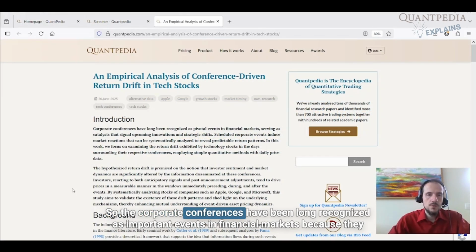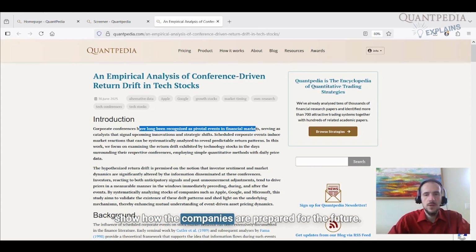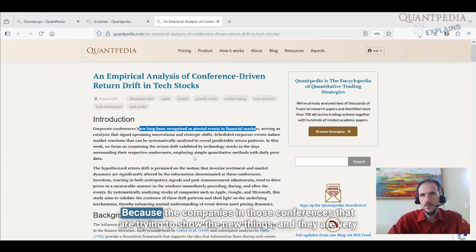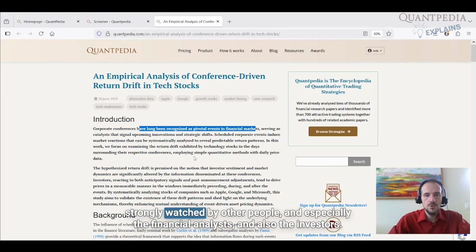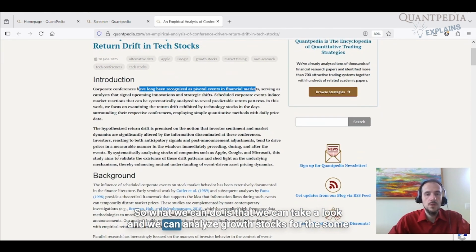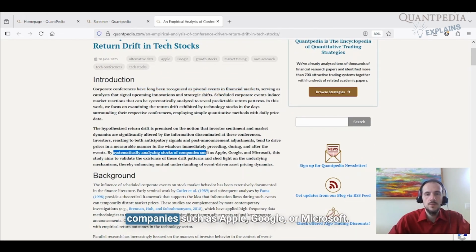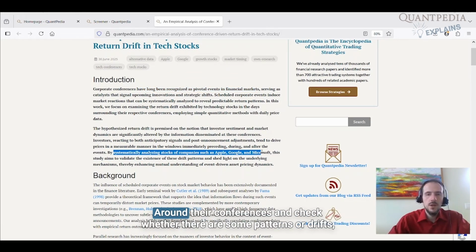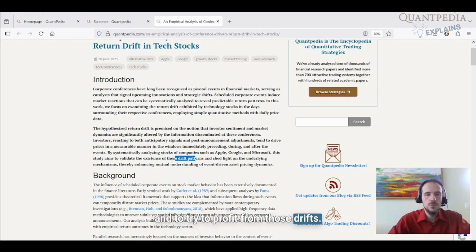Corporate conferences have long been recognized as important events in financial markets because they show how companies are prepared for the future. The companies in those conferences are trying to show new things, and they are very strongly watched by other people, especially financial analysts and investors. So what we can do is analyze growth stocks of companies such as Apple, Google or Microsoft around their conferences and check whether there are some patterns or drifts and try to profit from those drifts.